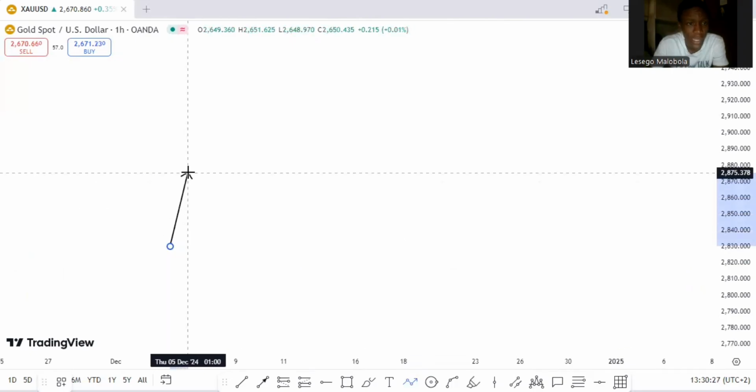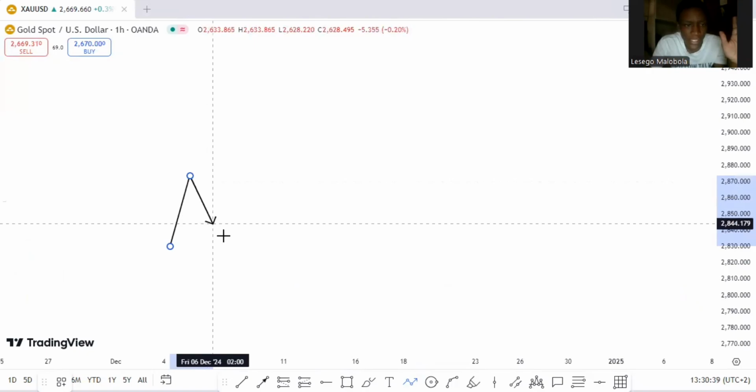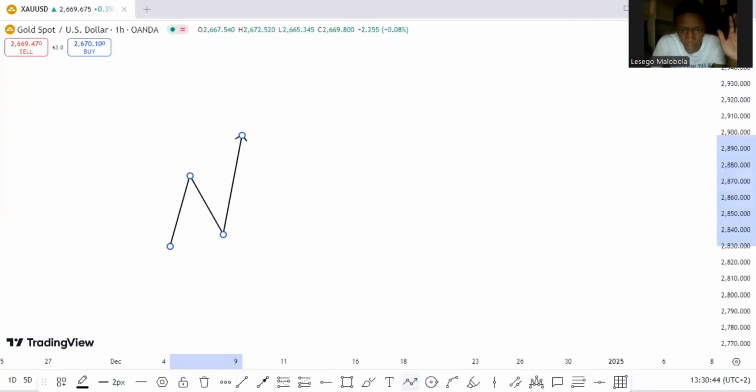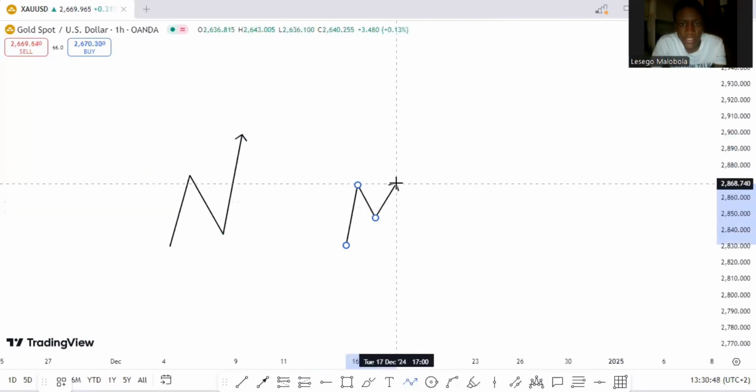You obviously know now that we have two types of structures. For me, the way I trade support and resistance, I have to see something specific. So let me show you what I want to see. So we have something like this, and we have something like this. You get what I'm saying?